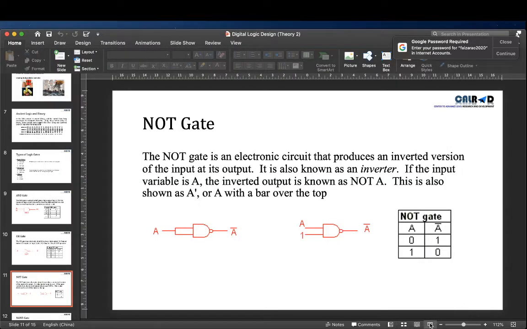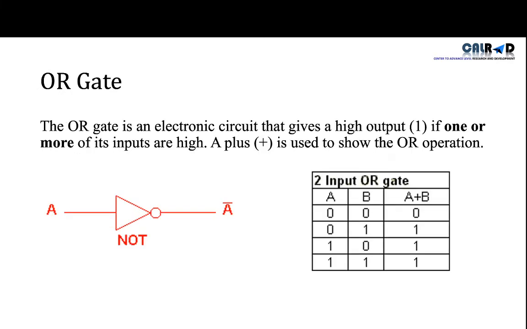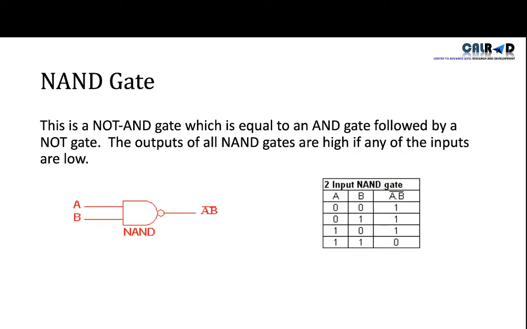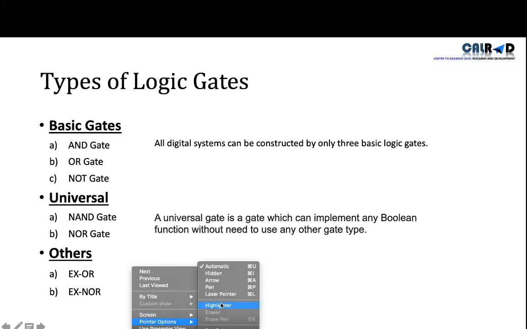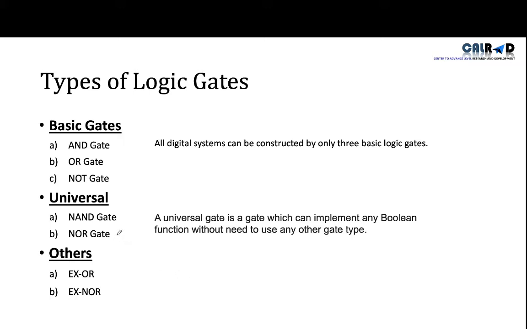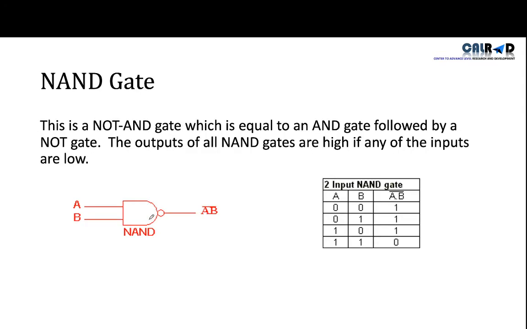So let's start our third part of the video. In the last video we talked about the AND gate, OR gate, and NOT gate. Now we talk about the NAND gate. This NAND gate and NOR gate are the types of universal gates. So let's start with the NAND gate.